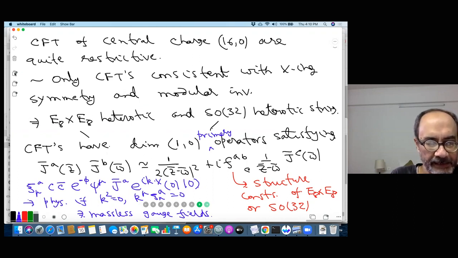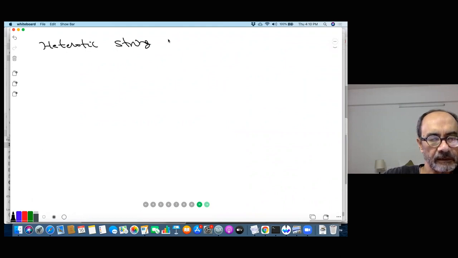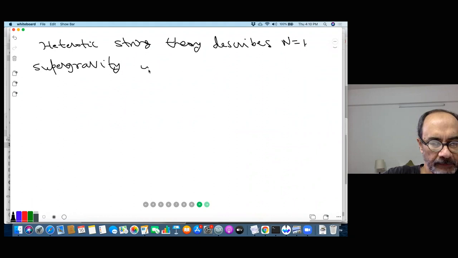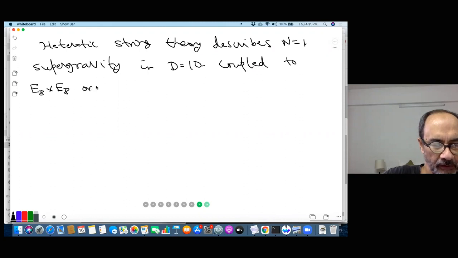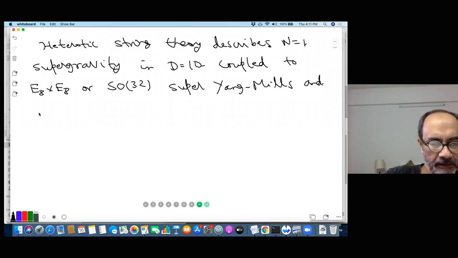So physically, what these theories describe, so heterotic string theory, describes N equal to 1 supergravity in D equal to 10, coupled to E8 cross E8 or SO32 Yang-Mills, the super Yang-Mills, and of course, an infinite tower of massive states.